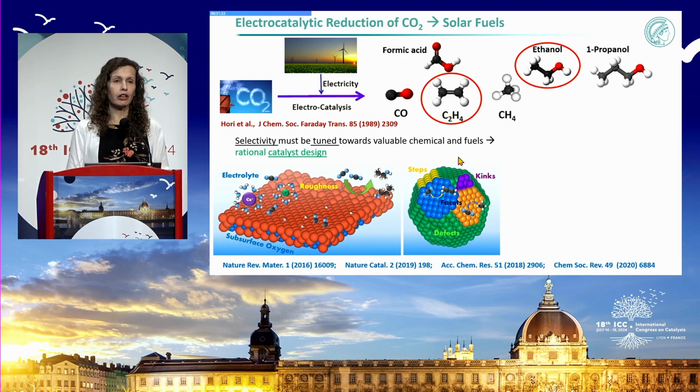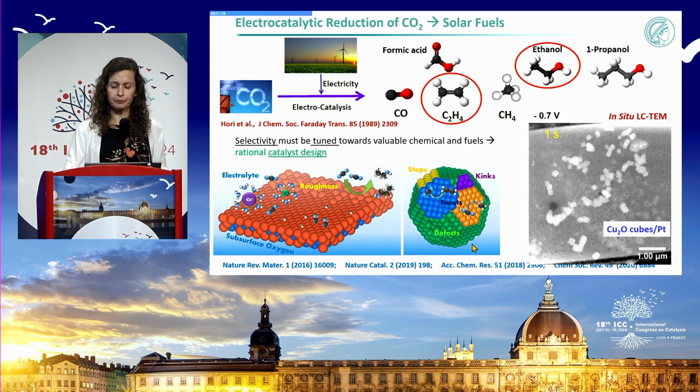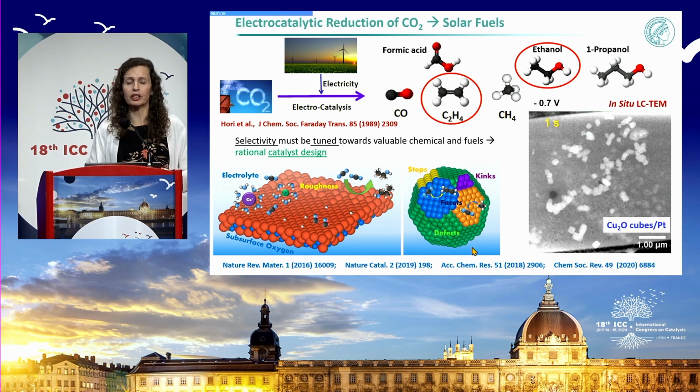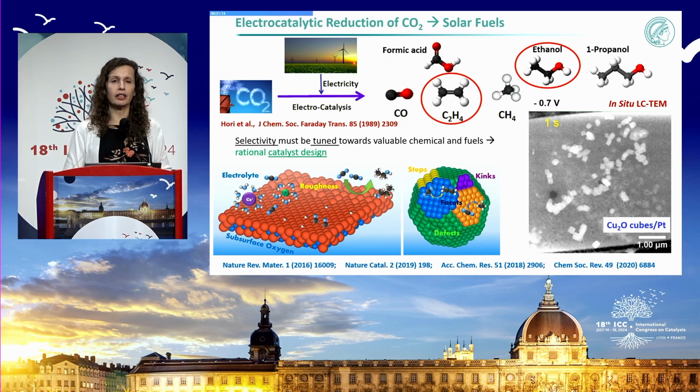As I mentioned before, anything that you do to the structure of your catalyst is going to affect the performance. And I show you here an example. We synthesize a copper oxide catalyst for this reaction with initially a cubic shape, 100 facets. This was believed to be good for activating C-C coupling and going into production of ethylene. And you see here a video acquired with a transmission electron microscope with a liquid cell.